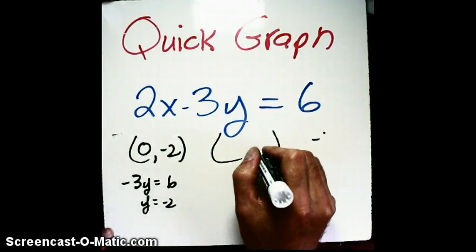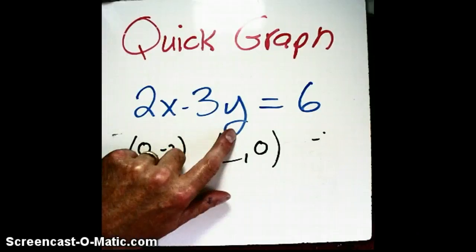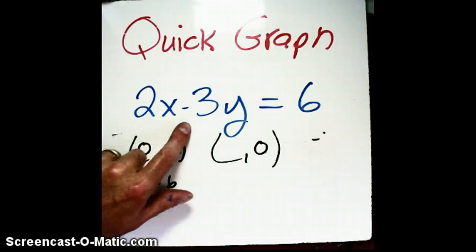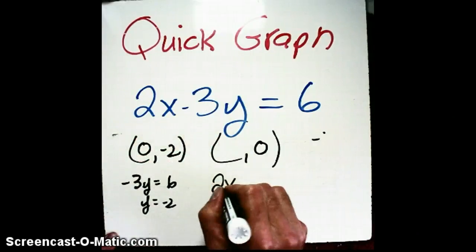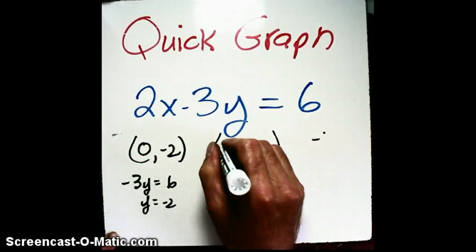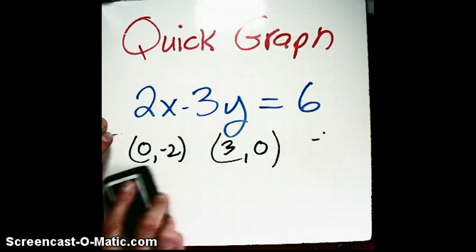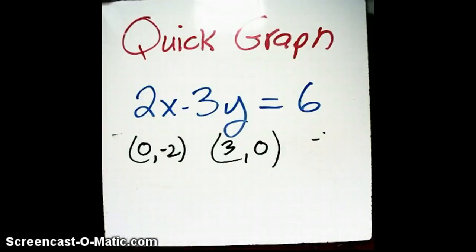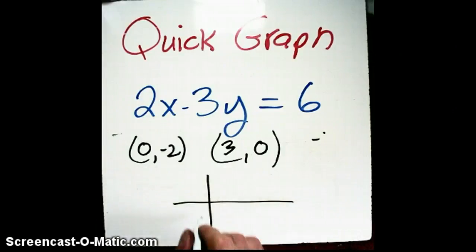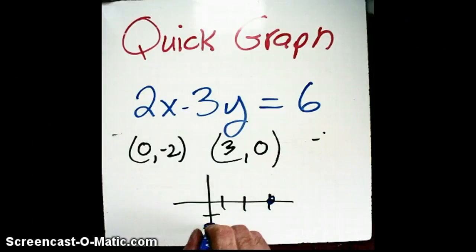Now we're going to make the y 0 here. So if the y is 0, negative 3 times 0 is 0. So 2x minus 0 is 6. 2x is equal to 6. x has to be what? 3. Does it really work? Is it really that easy? And the answer to that question is an astounding yes. Can I graph that linear function? 3 comma 0 is right here. 0, negative 2 is right here. And there is my line right here.